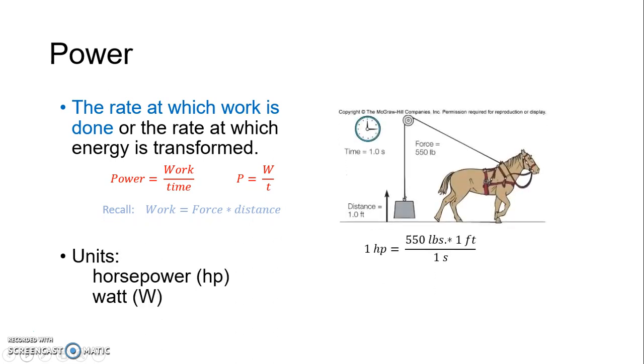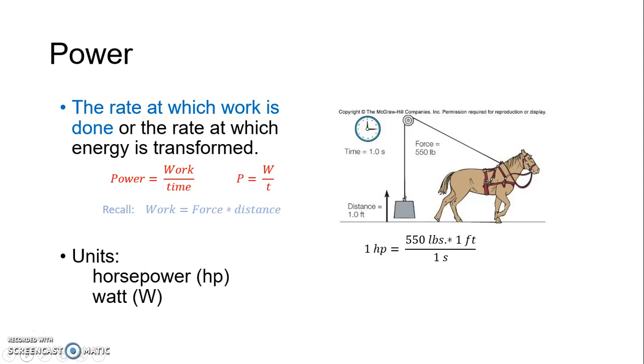So we measure power, if we use the English system of feet, pounds, and seconds, in horsepower. That is the basic unit of power. 1 horsepower is defined to be 550 foot-pounds of work per second, or in other words, 550 pounds exerted over a distance of 1 foot per second. So 550 pounds times 1 foot divided by 1 second is the definition of 1 horsepower.